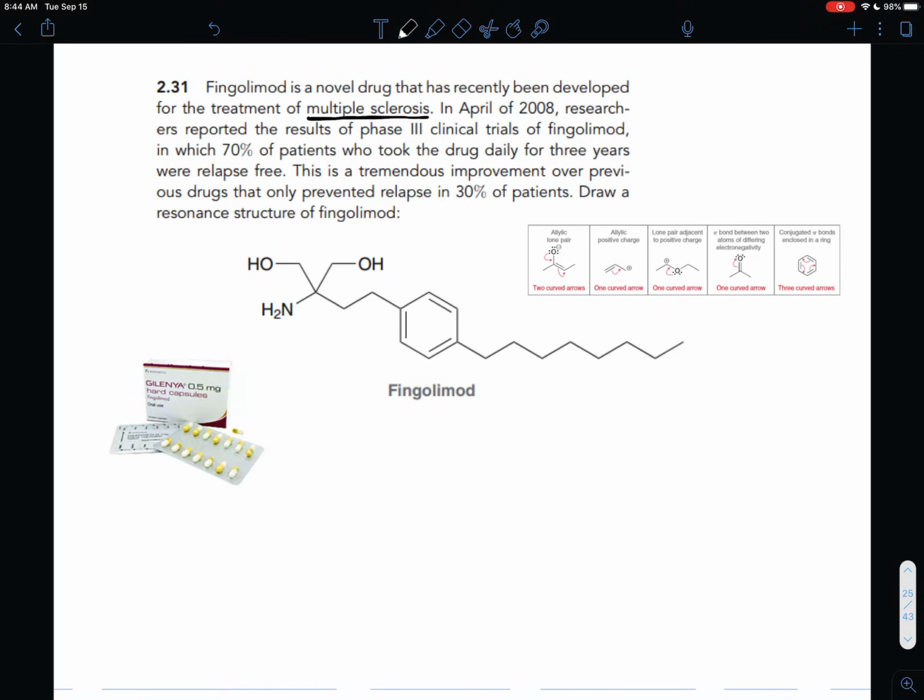In April of 2008, researchers reported the results of phase 3 clinical trials of fingolimod in which 70% of patients who took the drug daily for 3 years were relapse-free. So the fat that wrapped around their neurons wasn't getting destroyed anymore. This is a tremendous improvement over previous drugs that only prevented relapse in 30% of patients, so 30% to 70%. Draw a resonance structure of fingolimod.